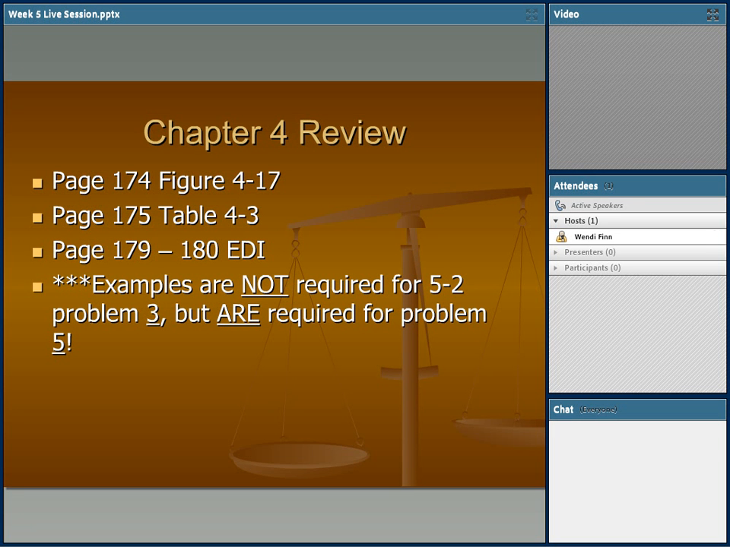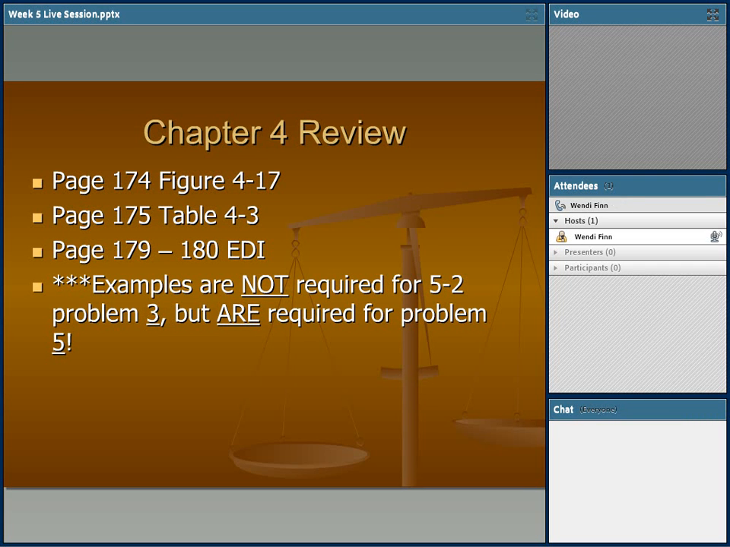The table 4-3 on 175, you're going to have some upcoming homework assignments that ask for tables similar to these. So make sure you take a look there. You have the control activity, the sales order system, the cash receipt system. Just look at how that is laid out, how those things tie together. And when you get to those assignments that ask you to put together a table, refer back to 4-3 on page 175. And then, like I briefly mentioned, 179, 180, EDI.